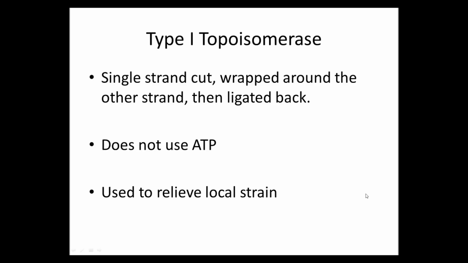So there's two kinds of topoisomerases. There's type 1 and type 2. A type 1 topoisomerase makes a single strand cut, so it breaks a single strand of DNA and then allows that strand of DNA to wrap around the other strand in a way that reduces tension. Type 1 topoisomerase does not use ATP, so it can only be used to relieve strain.